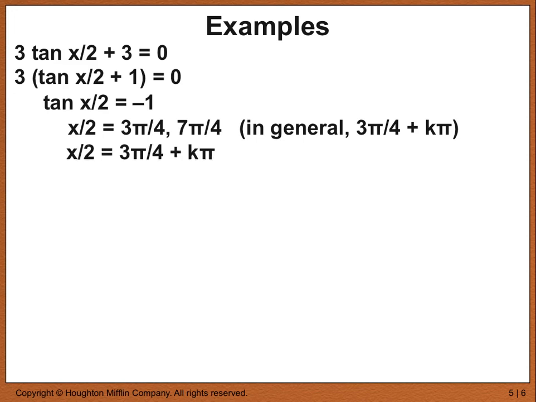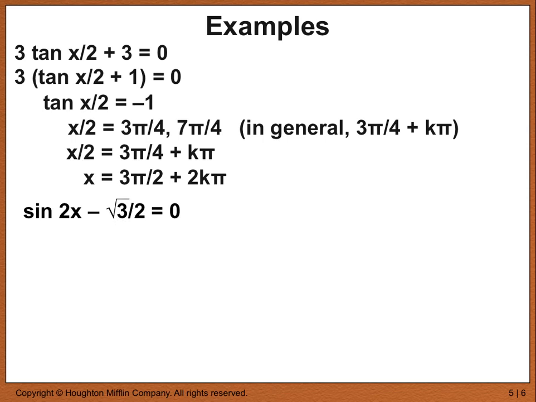Okay, the last step then. The last step is if x over 2 equals 3 pi over 4 plus k pi, which we just found as the general solution, then x equals 3 pi over 2 plus 2k pi. All we did is multiply both sides by 2 to get rid of the 1/2, and I end up with 3 pi over 2 plus 2k pi.